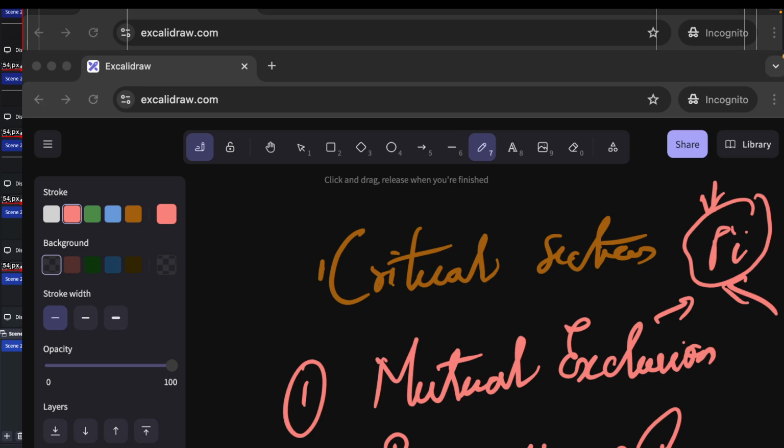Okay, so critical section. So we add something. Yeah, so we do three things. These are basically called Coffman's conditions, right? This was derived by a person called Coffman. So this is called Coffman's solution.